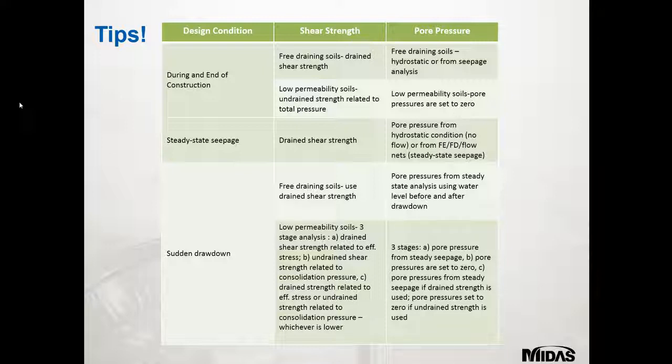So for sudden drawdowns, it is a bit more complex. For free draining soils, drained shear strength and pore pressures are used before and after drawdown, but for low permeable soils it's a 3-stage approach. So for strength, first use drained shear strength. In the second, use undrained shear strength related to consolidation pressure, and in the third, choose whichever option offers lower factors of safety. The pore pressures accordingly can either be used for steady state seepage or set to zero for representative analysis.